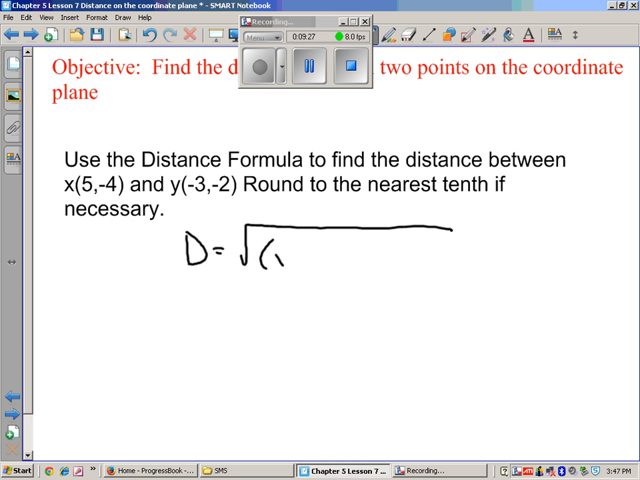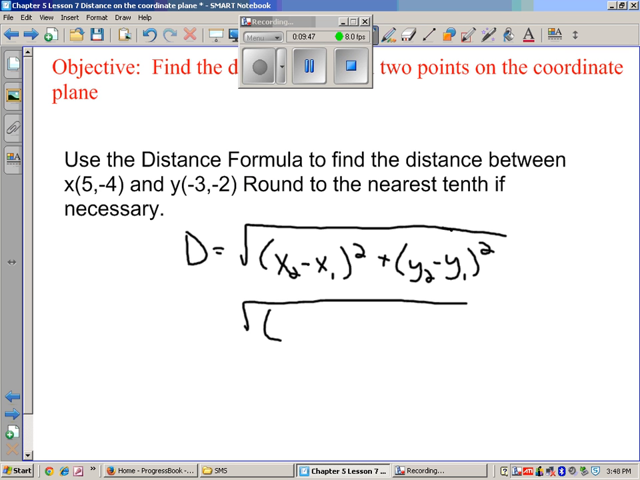Once again, x2 minus x1 squared plus y2 minus y1 squared. Okay, let's fill in. Here our first point, these are x1, y1, x2, y2. If you need to label them, you can. x2 is -3, minus 5, squared, plus y2 is negative 2 minus a minus 4, squared.